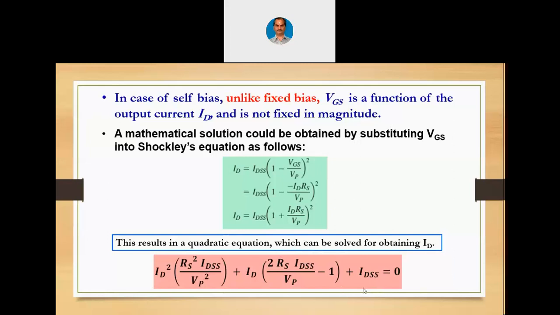We have this quadratic equation which is in the standard form. But you can look at this equation, how complicated this equation is. That is why I have been telling the mathematical solution can become more and more complicated when we go for self-bias and voltage divider bias. In the case of the voltage divider bias, this equation is still more complicated. That is why we go for a graphical solution which is easier for us. Even though there is a slight difference in the values which we obtain, still graphical solution is better compared to mathematical solution.